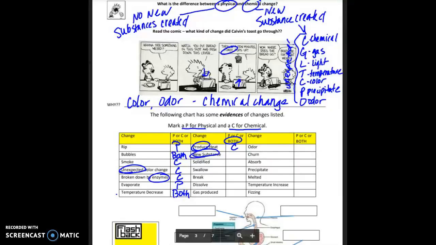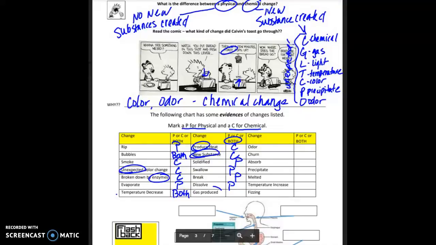A new substance, that is in the definition of chemical change, definitely chemical. Solidified, if something solidifies, it is still the same substance, like putting water in a freezer, it's going to become ice. It is going to solidify, and that is not chemical, that is physical. Swallowing, you're just moving it from one location to another, you're not changing what it is. Breaking, it's a lot like ripping, it is just making it smaller. Dissolving, you just take one substance and dissolve it in another, then you still have two separate substances there. Dissolving is definitely physical, not chemical.